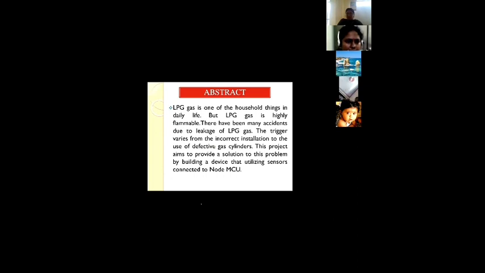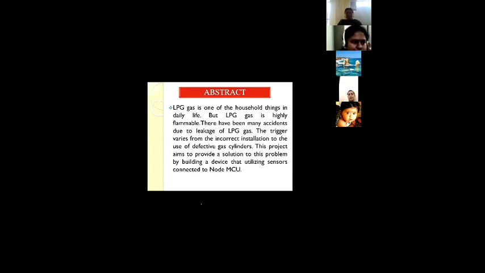Am I audible? It's audible, but the voice is not that clear, sir. Please check your audio device, the headphones. Okay, ma'am. Now is it okay, ma'am? No, there is so much disturbance in the voice. It is raining outside, ma'am. It's due to the weather condition. It's okay, sir. So they can proceed.